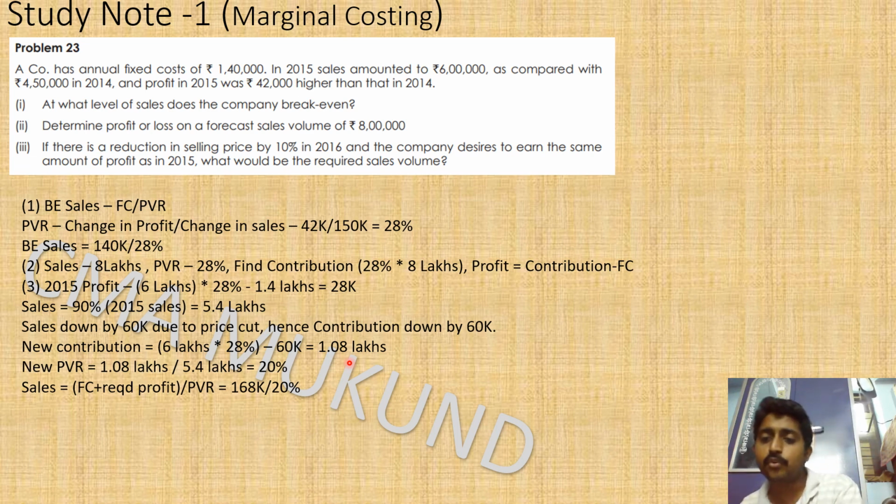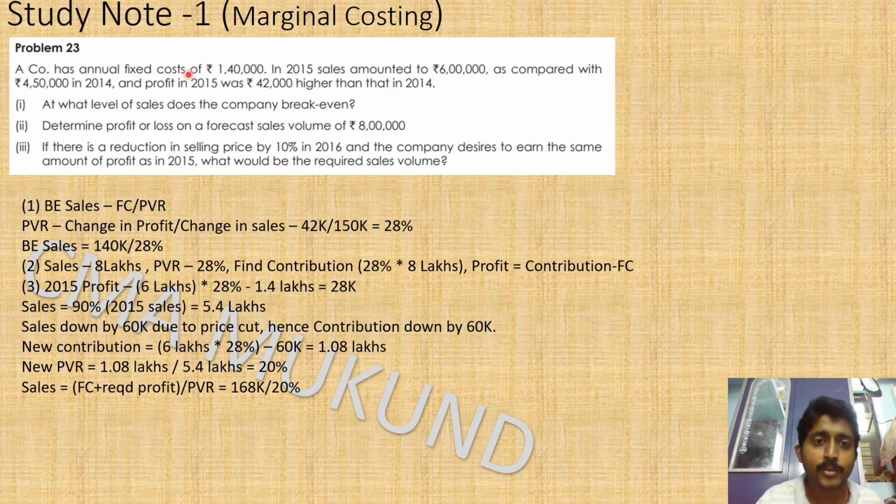Contribution we have, 5.4 lakhs of sales we have. Contribution divided by sales is going to be the PV ratio. Now we have the PV ratio, which is 20 percentage. Now what is the required profit that we have to earn? Usually break even sales is fixed cost divided by PV ratio, but here, fixed cost plus we need to earn some profit. The same profit of 2015 we have to earn in 2016 also. We have already calculated 28,000 is the profit the company is interested to earn in 2016.